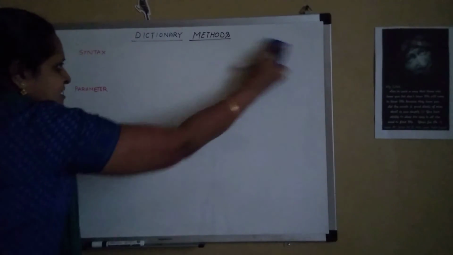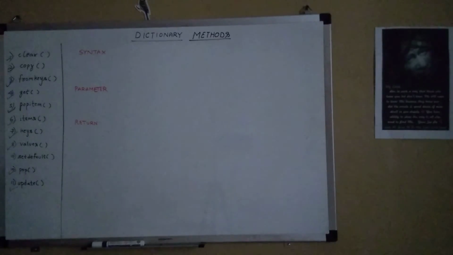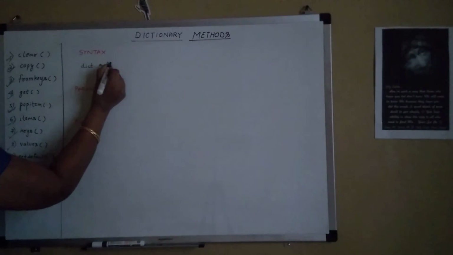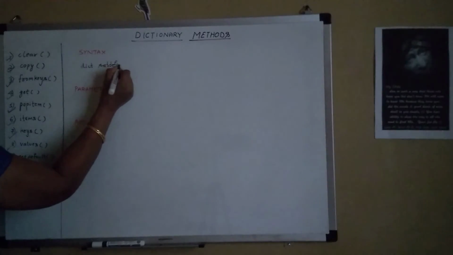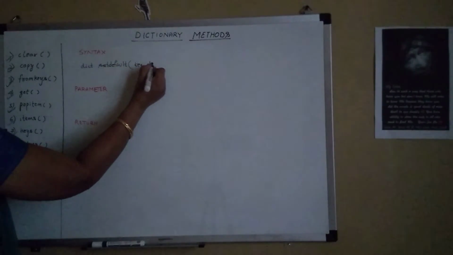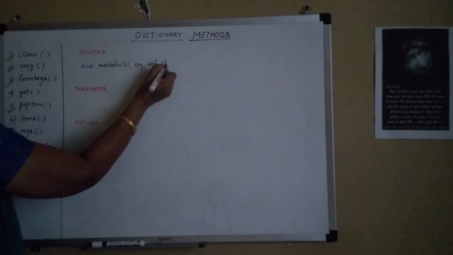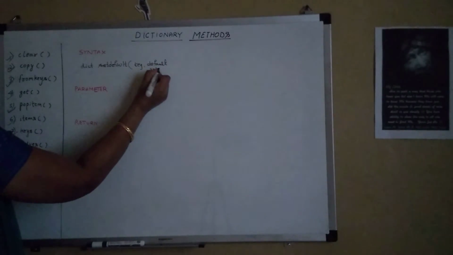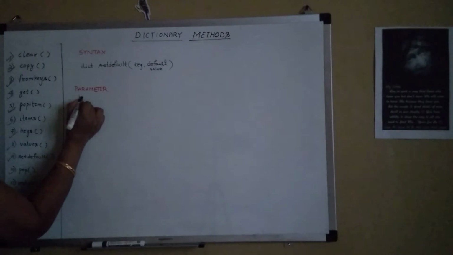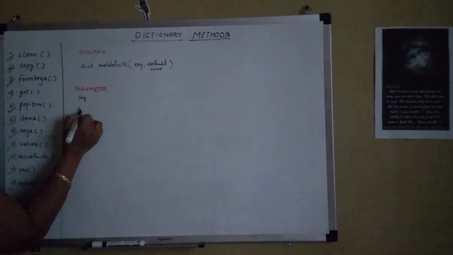Having covered this, now let's move on to the setdefault method. The syntax for setdefault is dict.setdefault. It will have a key and a default value. So it takes in two parameters. The first one is the key and the second one is the default value.